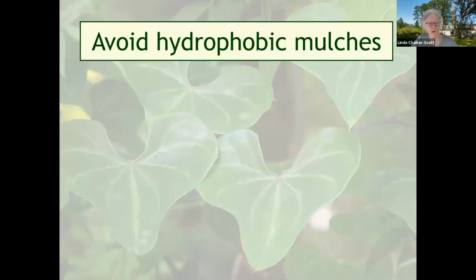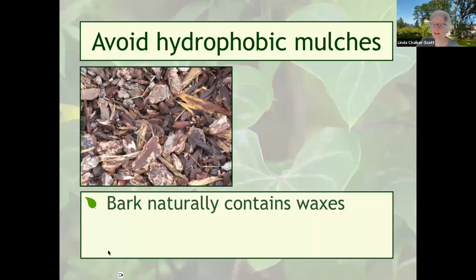You want to avoid hydrophobic mulches. So hydrophobic mulch is going to contain wax. Bark is one of those things. Bark mulch is not a good mulch to use. Bark is the outside of a tree and it is naturally going to repel water because it's keeping water inside the tree. So it's kind of like what car wax does for your car. It keeps water from getting in. With the tree, it's keeping water from getting out. So if you make a mulch out of material that is waxy, it's not going to be very good for the soil.